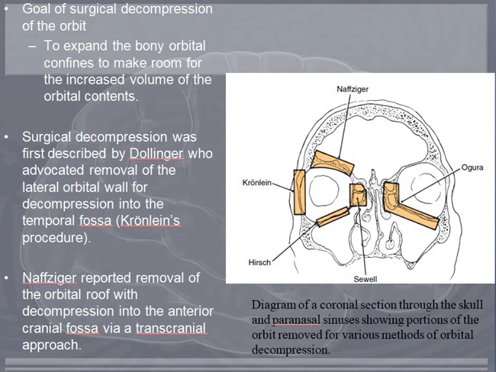So this is a diagram of the coronal section through the skull and the paranasal sinuses showing the portions of the orbit removed for the various methods of orbital decompression.